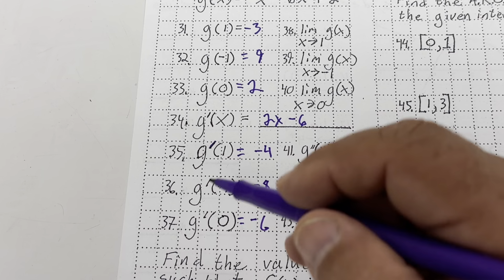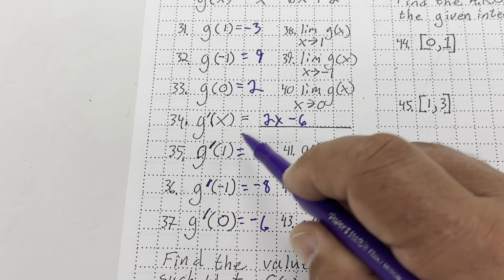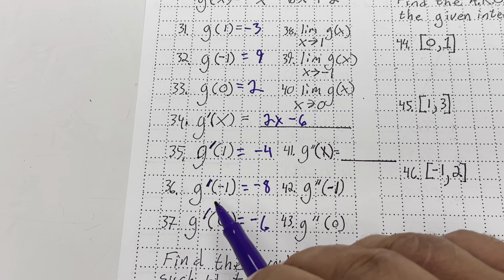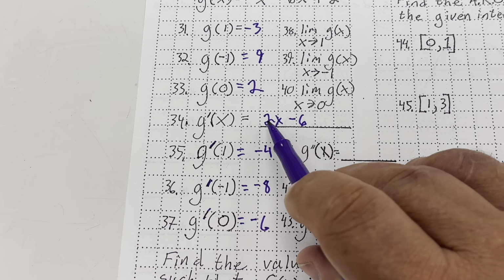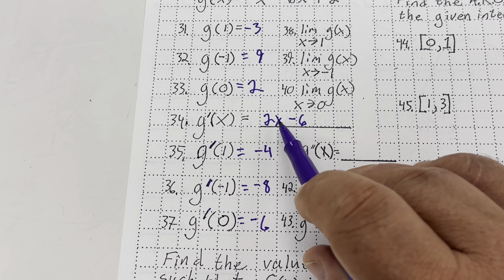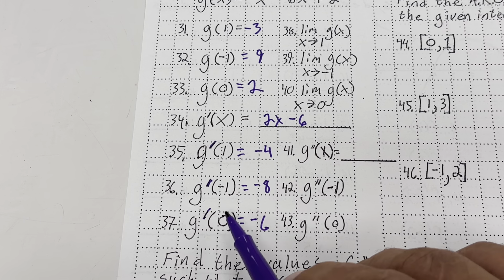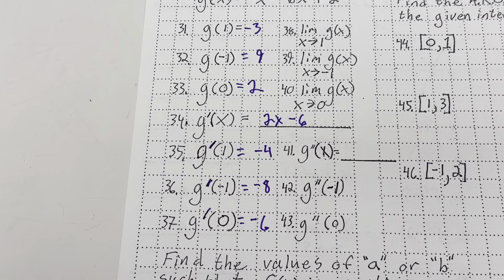So all we're expected to do with g prime is plug the value into the derivative. Again, when I plug in negative 2, that would be 2 times negative 1. That's negative 2 minus 6 is negative 8. Plug in 0. 0 minus 6 is negative 6.